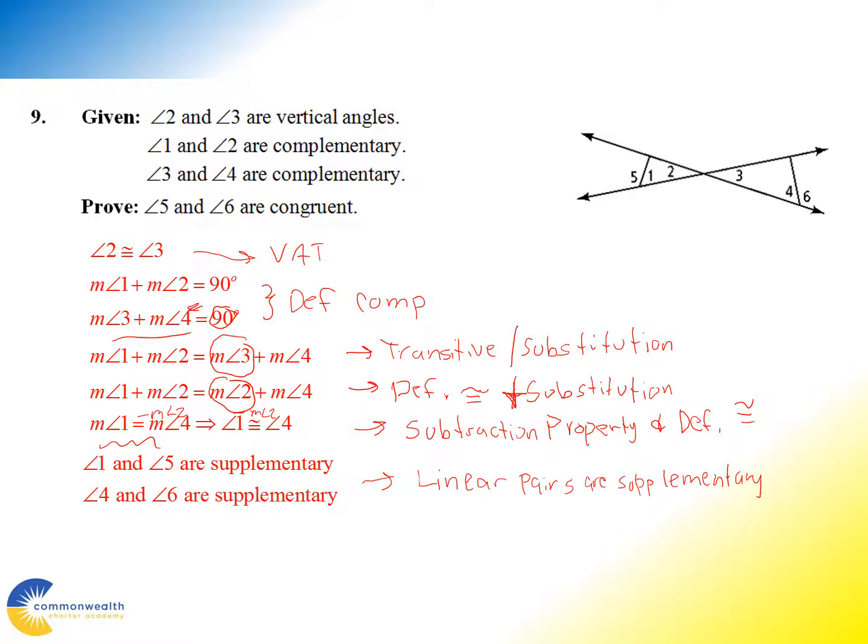Now what I have here, I have angle 5 being supplementary with angle 1 and angle 6 being supplementary with angle 4. And since angles 1 and 4 are congruent, I have angles that are supplementary to congruent angles. And if I have angles that are supplementary to congruent angles, they themselves are congruent. And that's a theorem. So that's my statement that lets me say that angles 5 and 6 are congruent, and therefore my proof is now done.